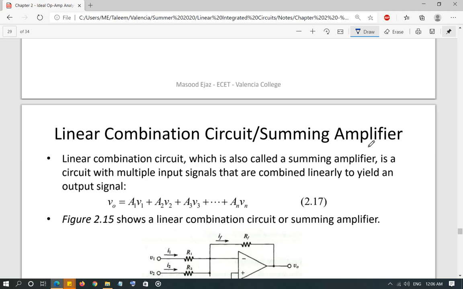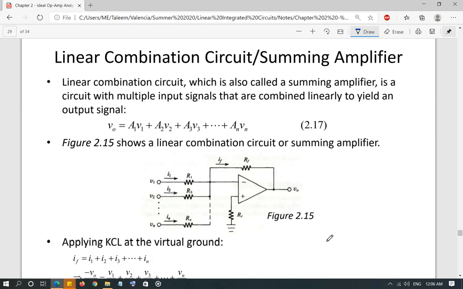Linear combination circuits, which are also called summing amplifiers. An extremely important circuit, a very practical circuit actually, used in many ADCs and DACs, analog to digital converters, digital to analog converters, and many other circuits. This specific combination of operational amplifier and inputs. So what is the basic idea behind a linear combination circuit or summing amplifier?